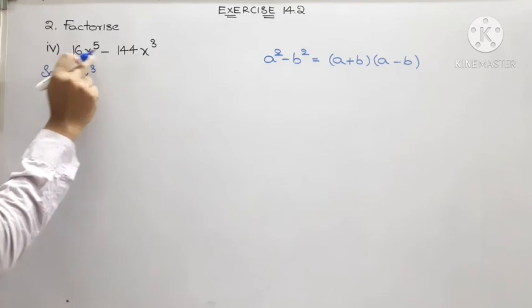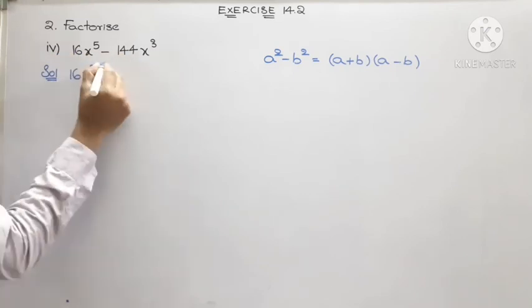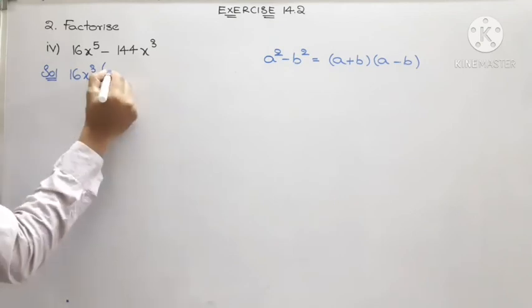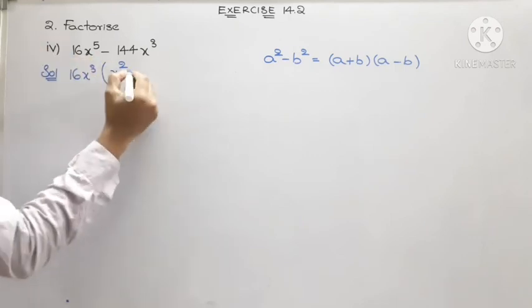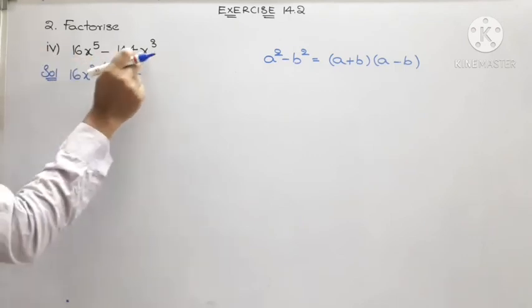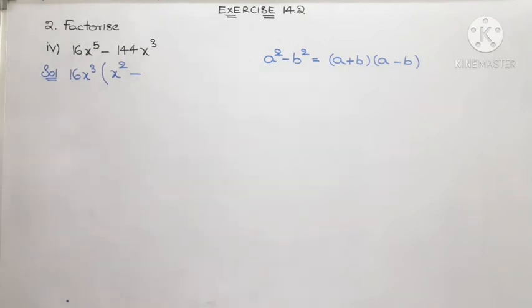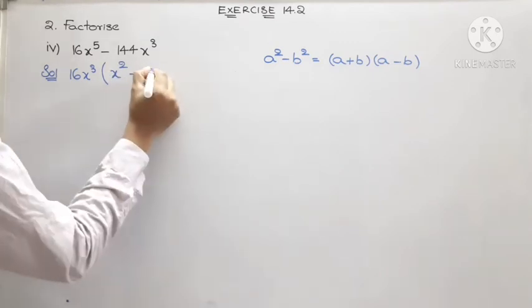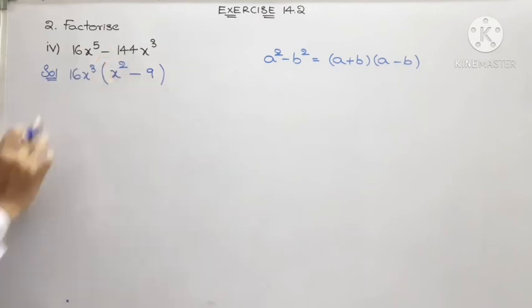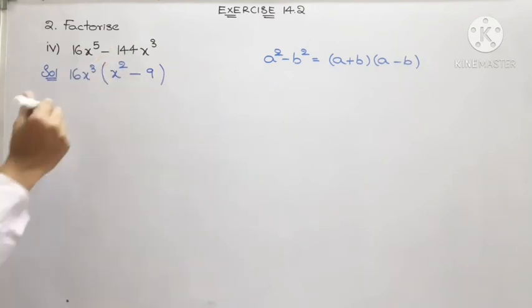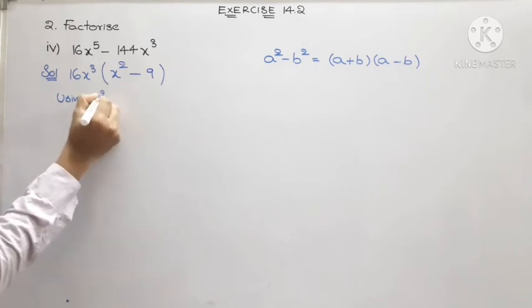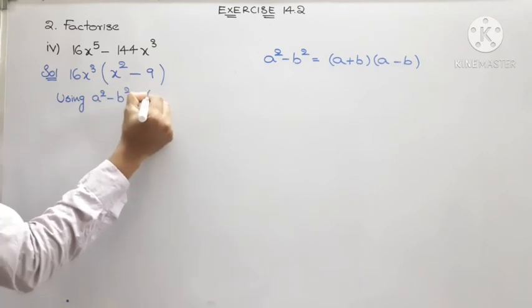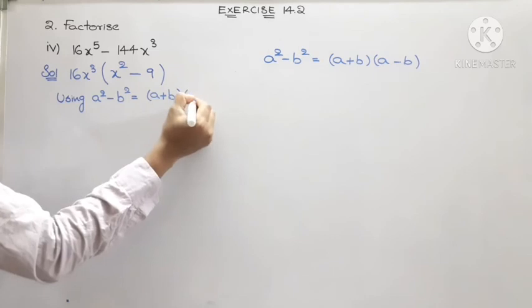If in the first term of this binomial we take out 16x cube as common, inside you will have x square, because 16x cube into x square gives x power 5. Minus, as you already took out 16x cube, what will you have inside? 9, because 16 times 9 gives us 144. Now, using the identity a square minus b square is equal to a plus b multiplied by a minus b.